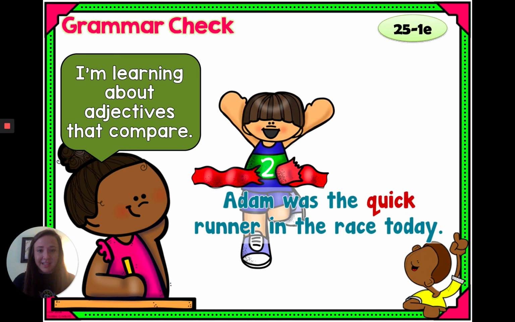Next one. Adam was the quick runner in the race today. So if they were having a race with a ribbon, do you think there were two or more runners? Probably more than two, right? So when we're talking about three or more nouns, what do we need to add to the end of the comparing adjective? Not ER, but EST. Adam was the quickest runner in the race today.